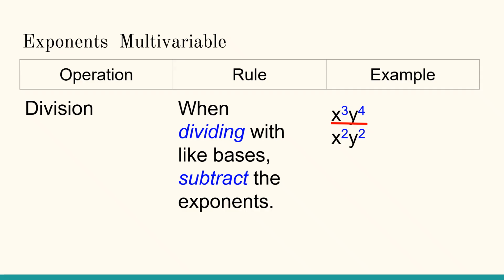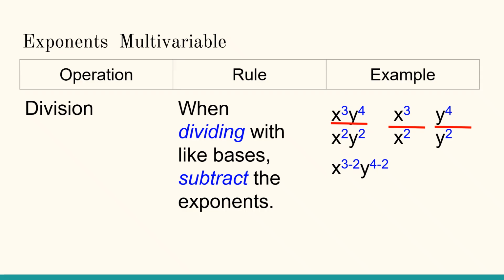When we have a multivariable term, we're going to go ahead and separate our like terms. So we have x cubed divided by x squared and y to the 4th power divided by y squared. And like the rule says, if they have like bases, we're going to subtract the exponents when we're dividing. So we have x to the power of 3 minus 2 and y to the 4th power minus 2.